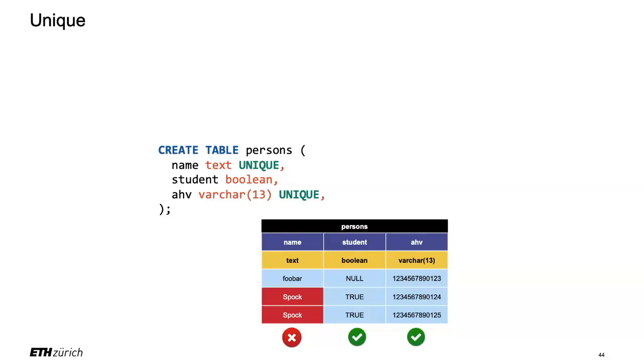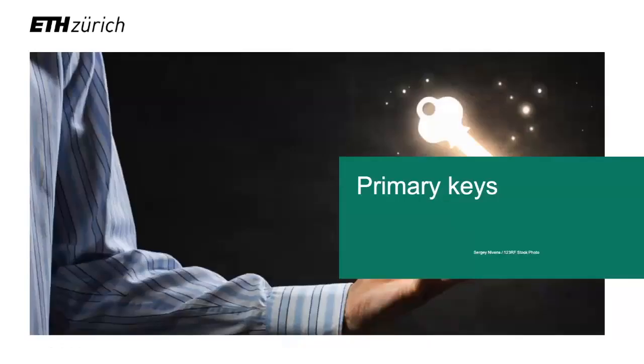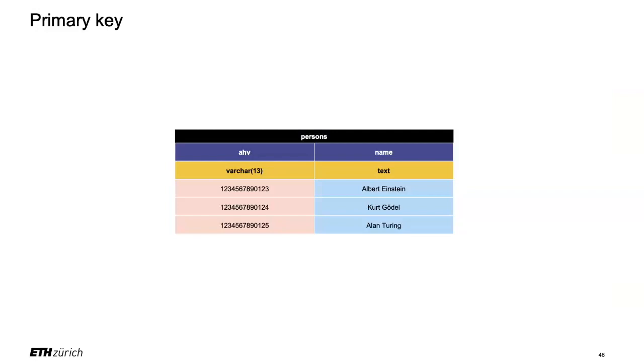Okay. Good. So now we have covered check, units, unique, and not null. Let's move on to something else, primary keys. Then we'll cover foreign keys. So what is a primary key?